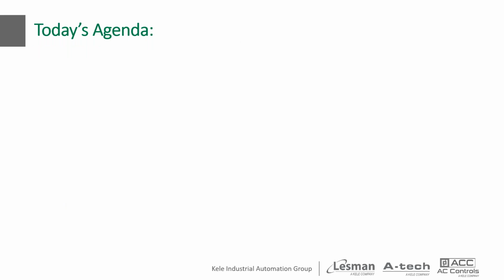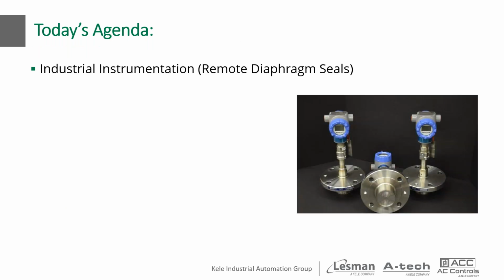So here's our agenda for today. We'll start by talking about industrial instrumentation, and this will be where we spend the lion's share of our time. Because our time is limited, we'd like to focus on one area in particular, and so we'll spend a little time talking about instrumentation and remote diaphragm seals in particular. In this section, we'll review pressure instrument types, particularly those that are commonly used and approved for use with diaphragm seals.